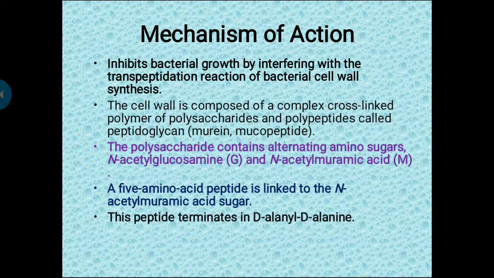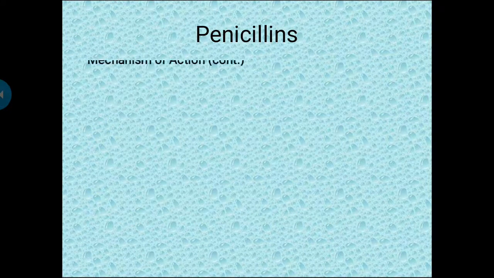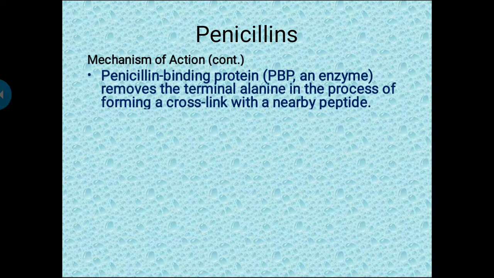This peptide terminates in D-alanine. So the 4th and 5th amino acids of this peptide structure are both D-alanine. And penicillin binding protein, which is an enzyme, removes the terminal alanine in a process forming a cross-link with the nearby peptide. So there are 2 enzymes.